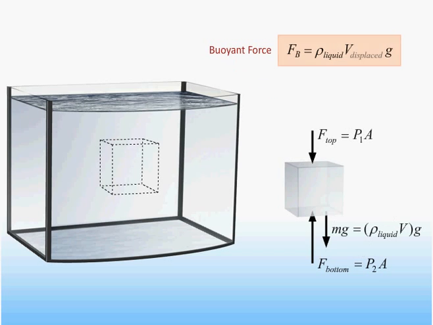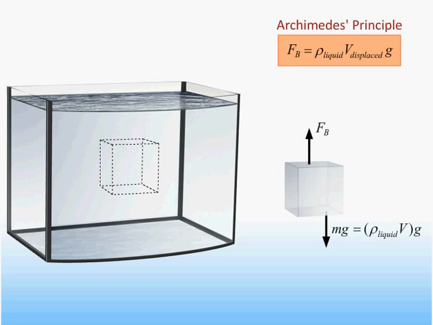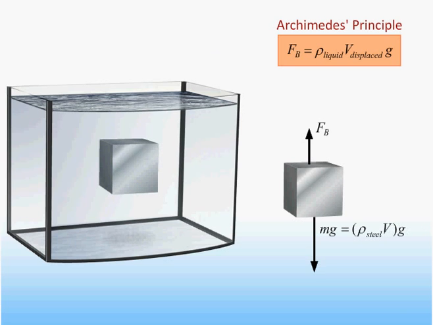We say the buoyant force on any object placed in a liquid is just equal to the weight of the liquid displaced by that object, which is known as Archimedes' principle. We now replace this volume of liquid with an equal volume of another material that has a greater density than the liquid, say steel. What will be the buoyant force on this object?